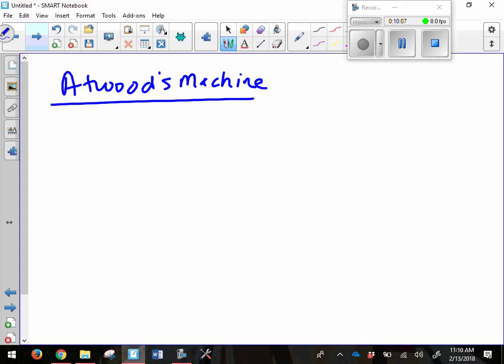And when we talked about Atwood's machine back in chapters 5 or 6, we treated a pulley, which is a round object that rotates, as something that just changed the direction of the force. And we considered our pulleys to be massless and frictionless, and we ignored them. But now we don't have to anymore.